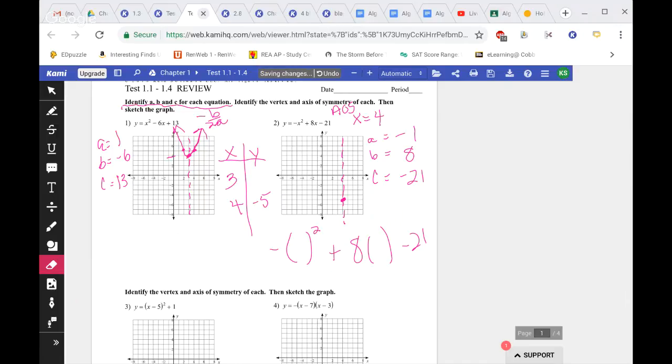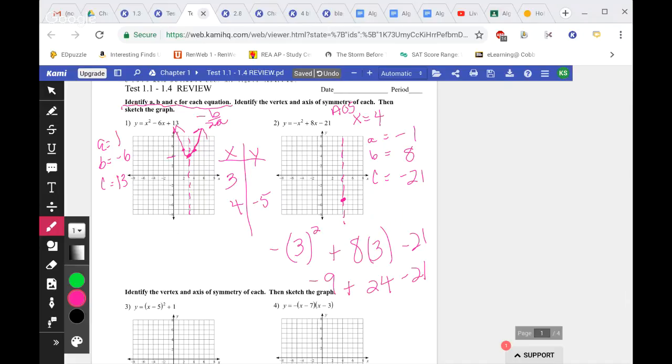To get another point. And 3 squared is 9. Whoops, I shouldn't have put it that way. I apologize. I kind of gave the result instead of just putting it in there. I'm very sorry. So it's the opposite of 9 plus 24 minus 21.